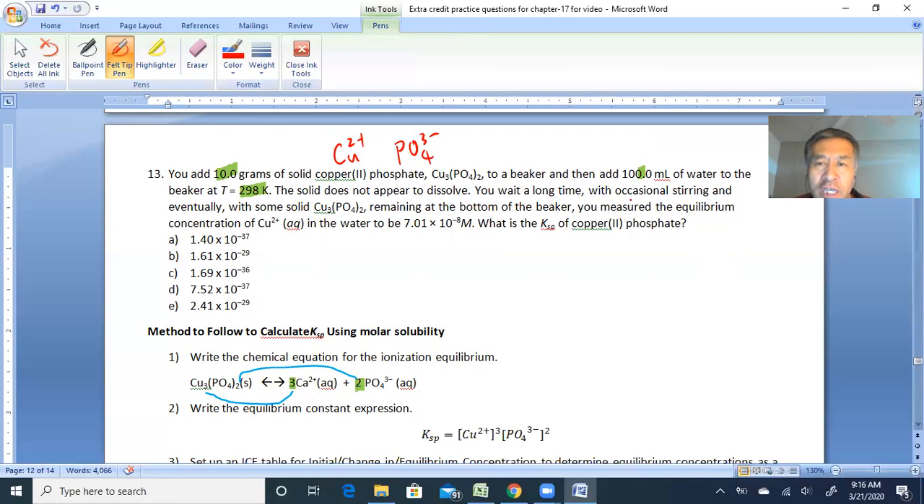You wait a long time, with occasional stirring, then eventually with some solid copper(II) phosphate left over at the bottom of the beaker, you measure the equilibrium concentration of the Cu2+ ion in the water. You get this much Cu2+ ion. So that means even though there is still some solid left over, a small amount of this salt has dissolved in water. So therefore, you have a saturated solution.